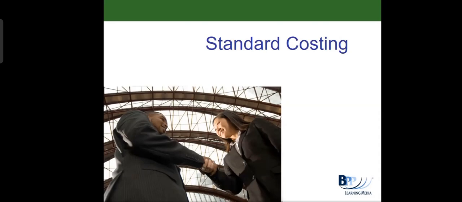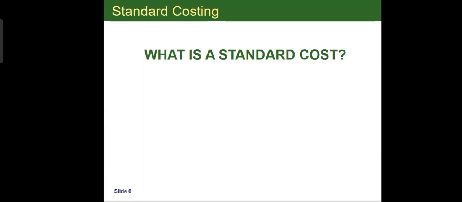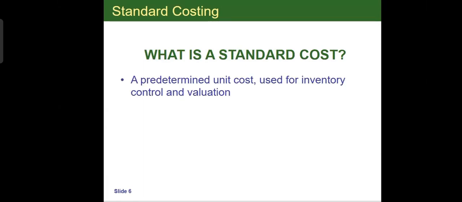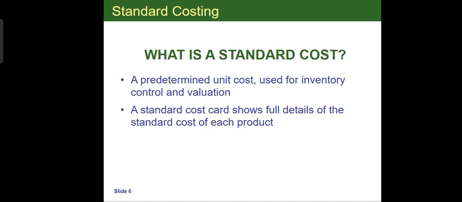Now, this is like the introduction of this chapter. So what is standard costing? What is a standard cost? I just explained to you that a standard cost is the cost of making one standard unit of output. The purpose is to use for inventory control and valuation. And by the way, what is the difference between standard cost and budget? Standard cost is for one unit of output, budget is for the total production. Like my standard cost was $30, but my budget was $30,000. So budget is for the total output, standard cost is for one unit.